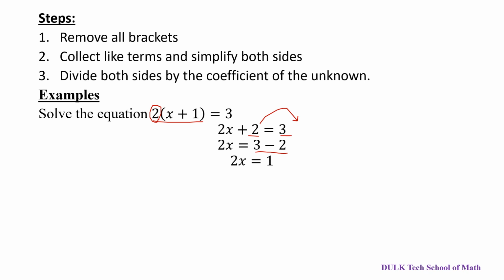Now let's move on to the third step, right, where we'll be dividing both sides by the coefficient of the unknown, and in this case the coefficient of the unknown is 2. So let's divide both sides by 2, like this. So this 2 and this 2 will go, we remain with x being equal to half, like this. Right, done with the first example. Let's move on to our second example.